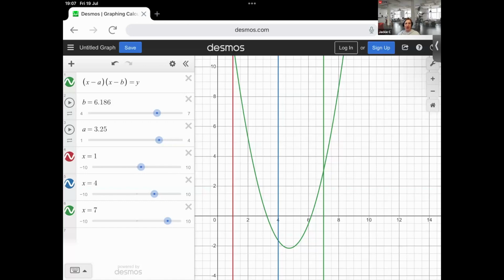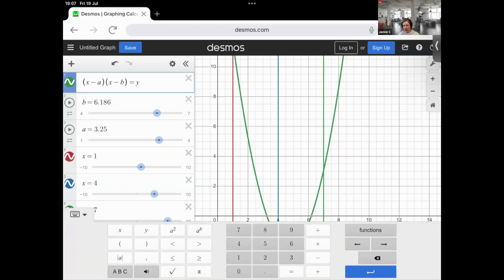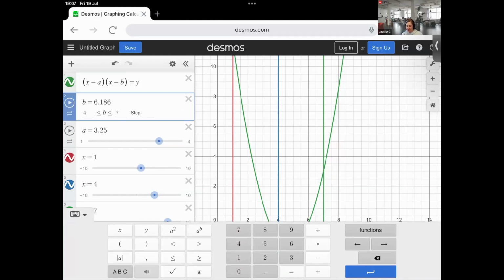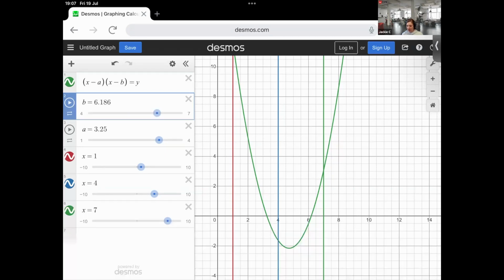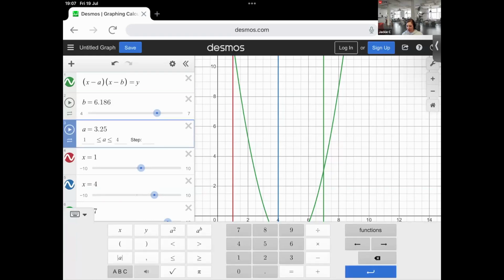Okay, and just to show how you could work this on Desmos, I could type in the original equation provided. Then I put my sliders in the same ranges I gave for b, which was 4 is less than b is less than 7. And now I would have to fix that. Okay. And then 1 is less than a is less than 4.